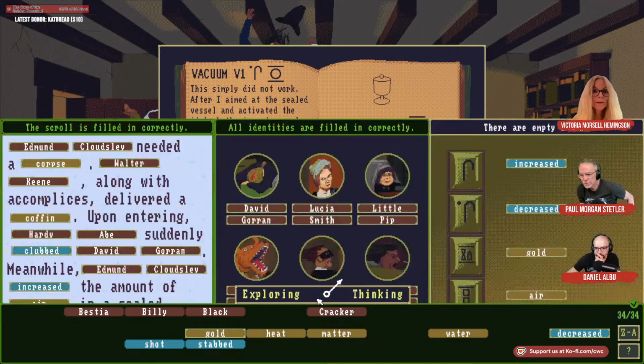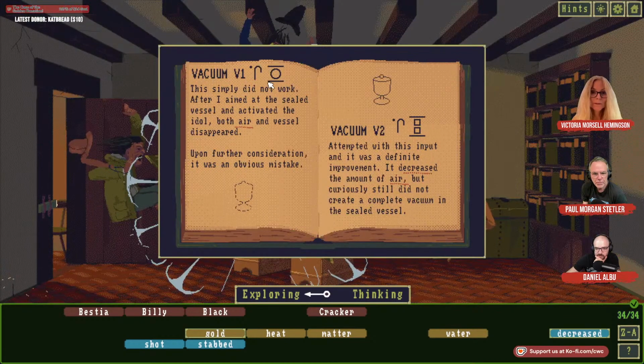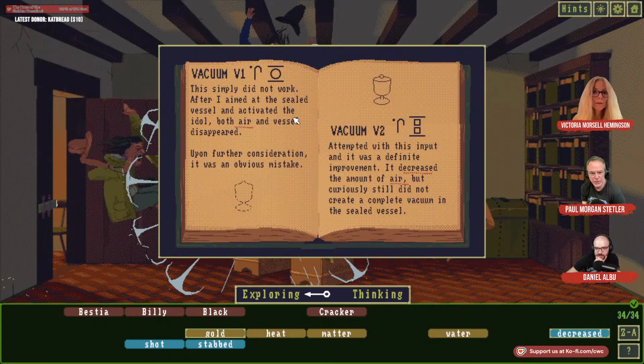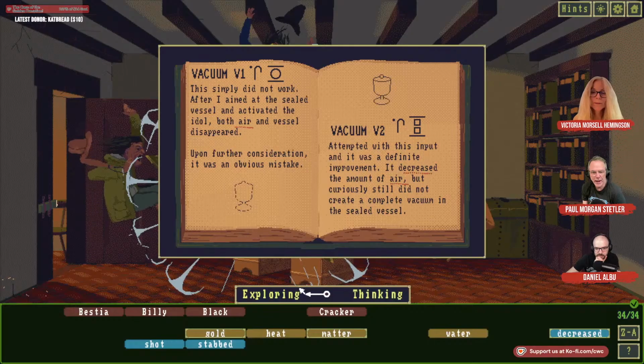So the vessel disappeared. So that means that this thing decreased this. So decreased this, air and vessel. So we've got heat, matter, and air and water. So those are the decreased things. If the vessel disappeared, it decreased matter. I don't know. Yeah, let's put water down too. Or put heat down, and let's see where we're at.